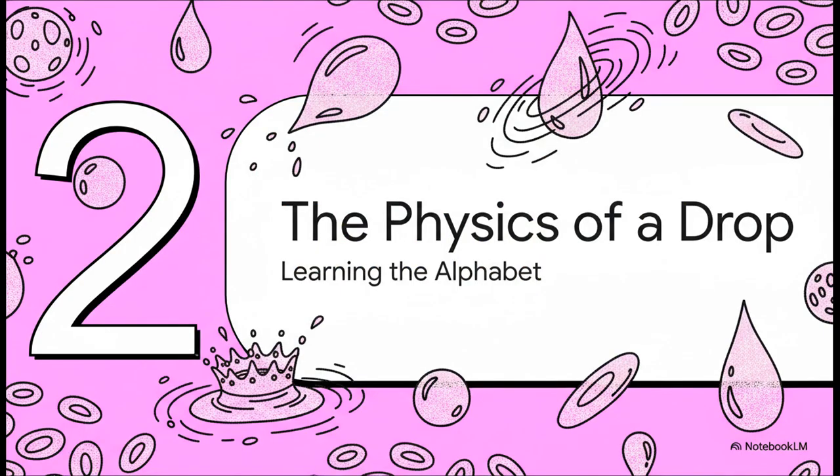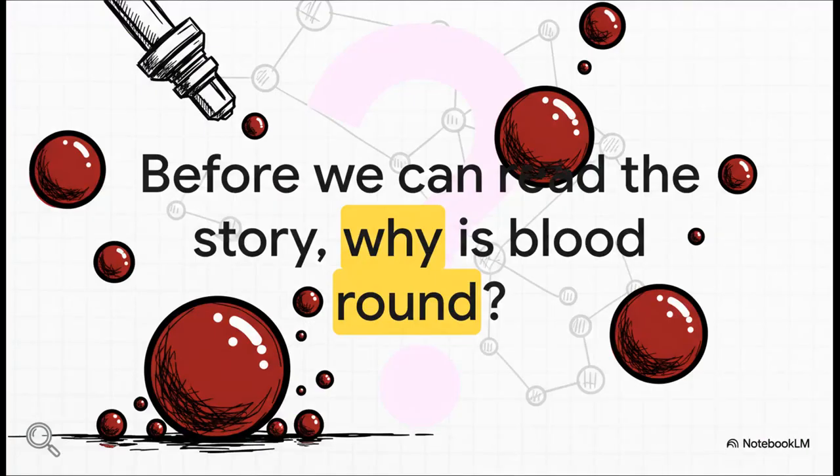So, if we're going to read this language, we have to start with the basics, right? We have to learn the alphabet. And that means getting a handle on the fundamental physics of a single drop of blood. It all starts with what seems like a really simple question, but the answer is the key to pretty much everything else. Why is a drop of blood round?